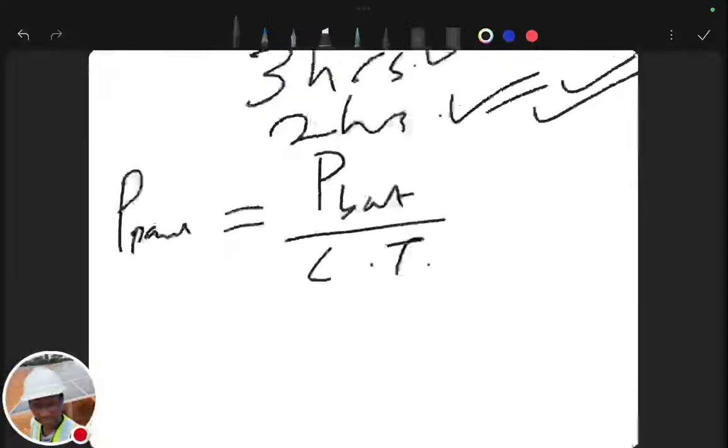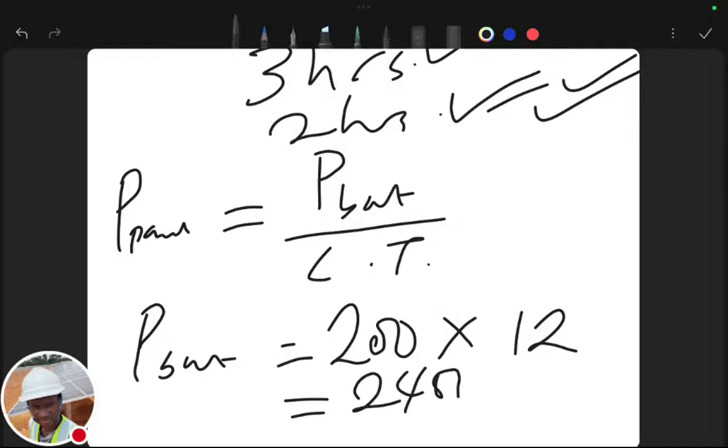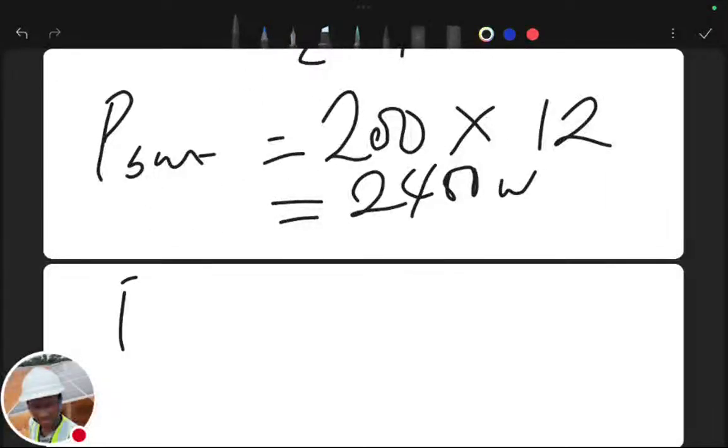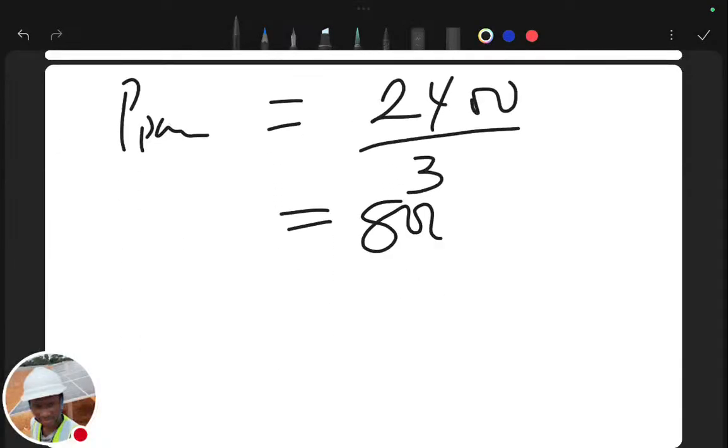So how do we calculate the power of battery again? It's going to be the capacity of the battery, which in this case is 200 amps, times the voltage. Remember, in calculating charge time, you don't include efficiency. So this is going to be 2400 watts. So the power of the panel is now going to be 2400 watts divided by our target, which is 3 hours. So 2400 divided by 3 hours is what? Well, that is 800 watts. Now, you need 800 watts of panel.